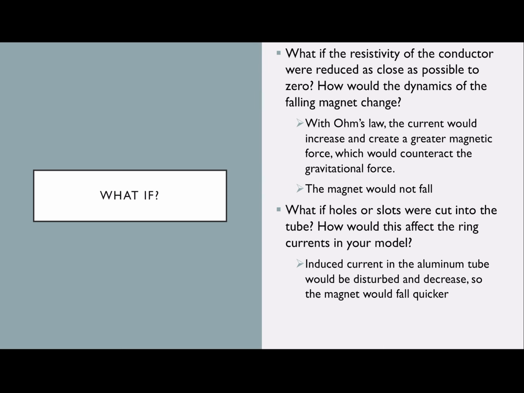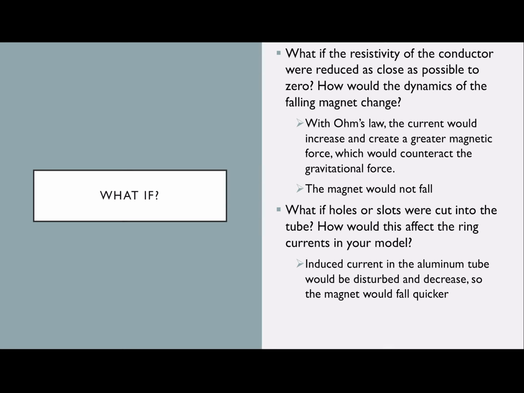If the resistivity of the conductor was reduced as close as possible to zero, how would the dynamics of the falling magnet change? This plays into Ohm's law, which is I equals EMF over R. So R is in the denominator, so the current would increase if the resistivity decreased and create a greater magnetic force, which would counteract the gravitational force, so the magnet would not fall, it would just stay put. And this is a little bit unrealistic.